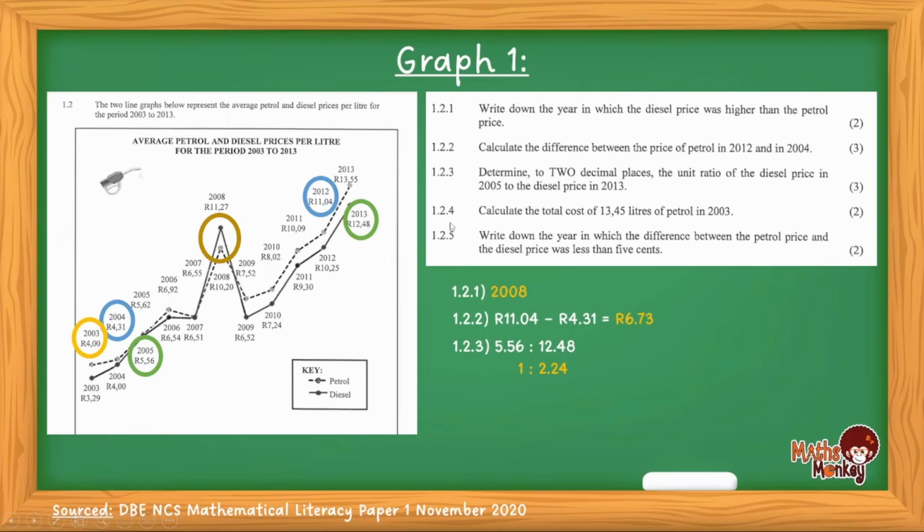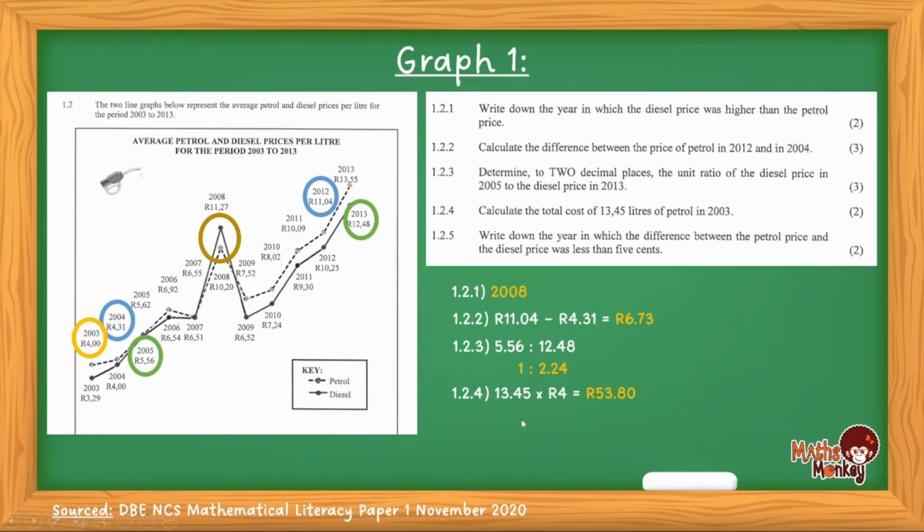Alright, so the next question, 1.2.4, asks: calculate the total cost of 13.45 liters of petrol in 2003. Right, so again, I now go to 2003 and you'll see here that I've already circled it. The price of petrol is 4 Rand per liter. So if I want to calculate the total, I'm just going to say 13.45 multiplied by 4 Rand. And the total for 13.45 liters in 2003 would equal 53 Rand and 80 cents.